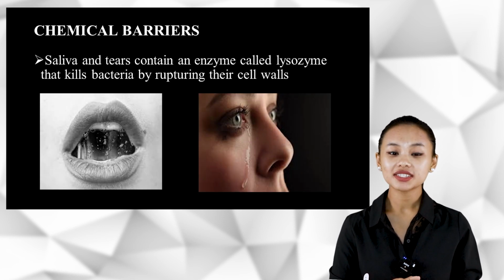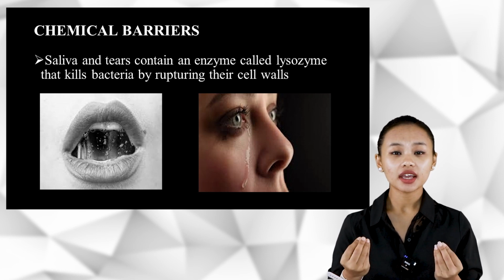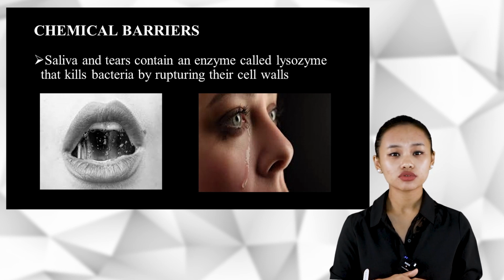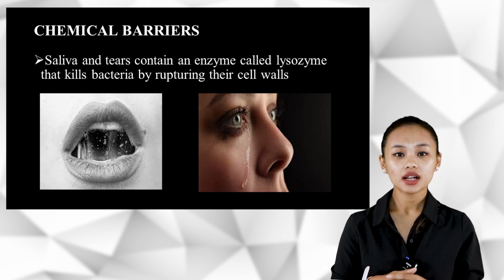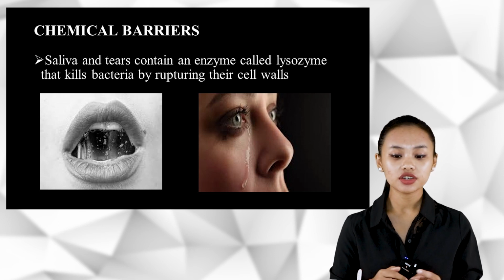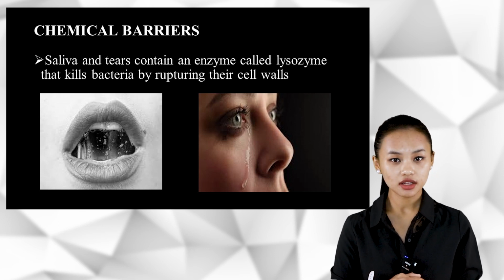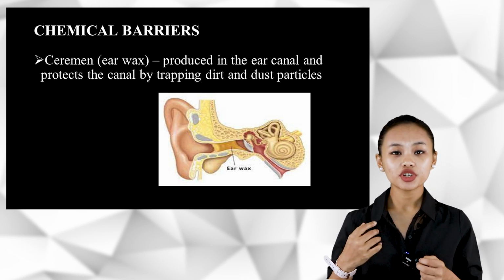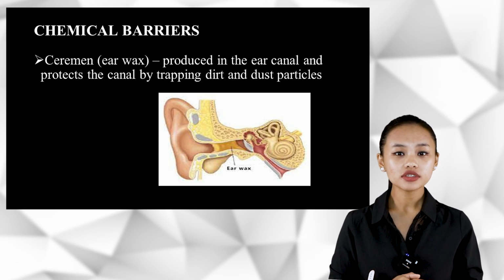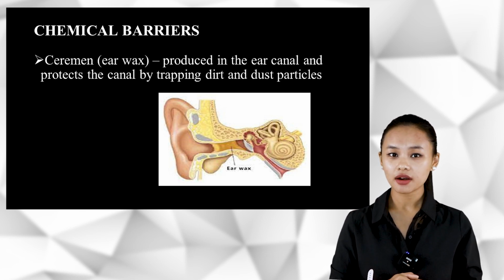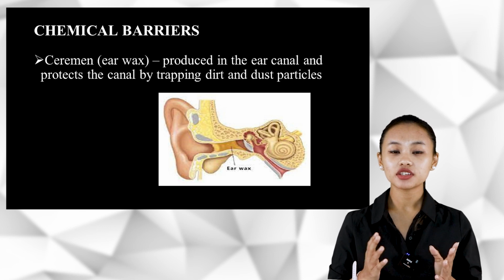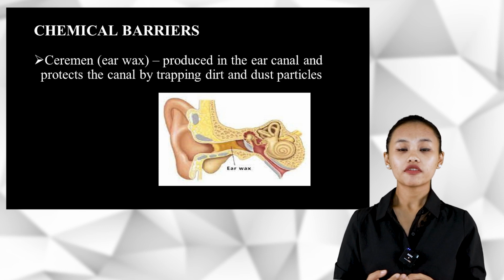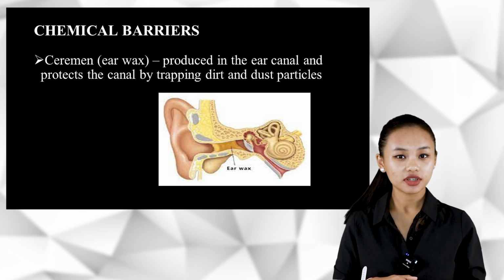And also, the saliva and tears contain an enzyme called lysozyme. So, what does this lysozyme do? This lysozyme kills the bacteria by rupturing their cell wall. The earwax, which is also known as cerumen, which is produced in the ear canal, also forms a chemical barrier in order to prevent any dust particles or any antigen from entering inside the body.